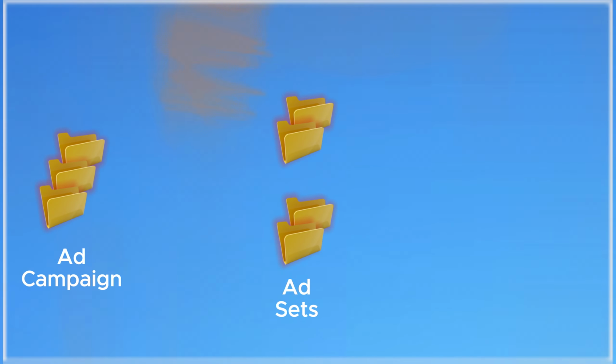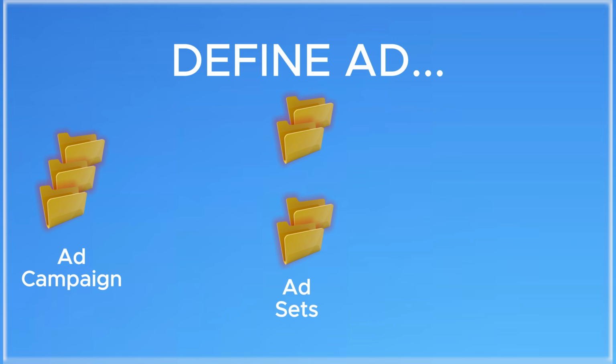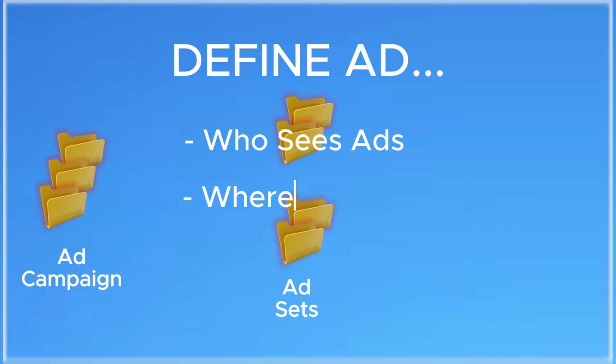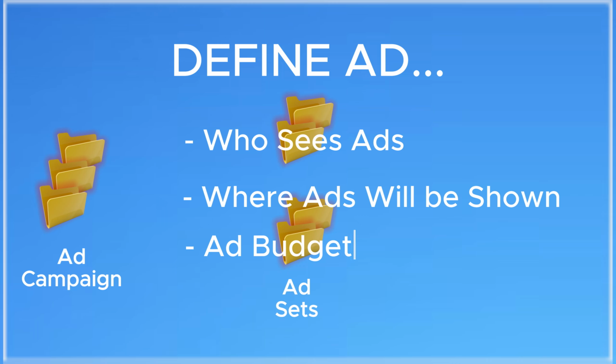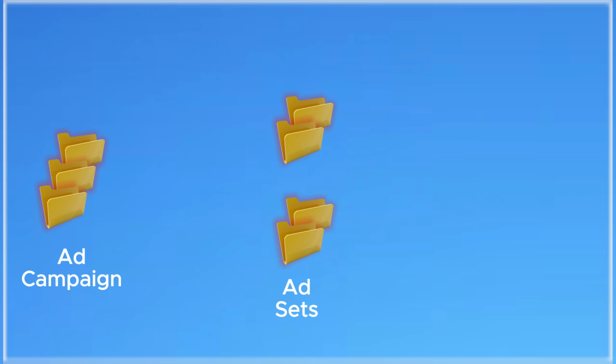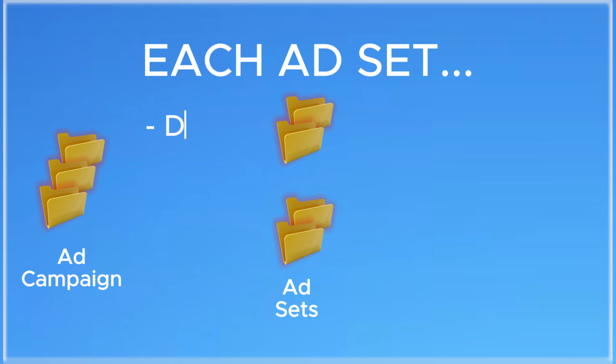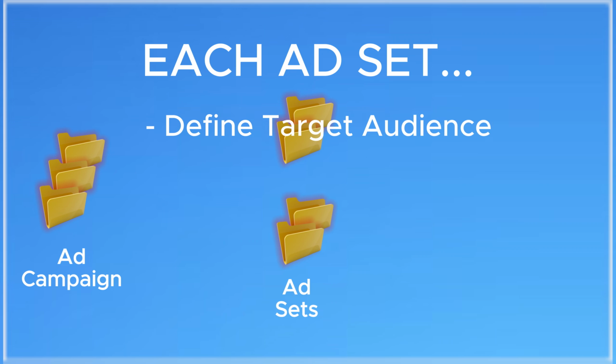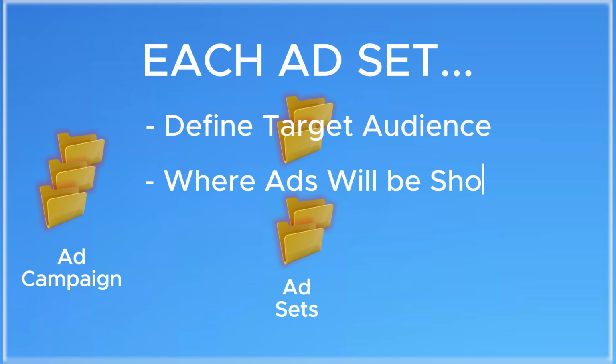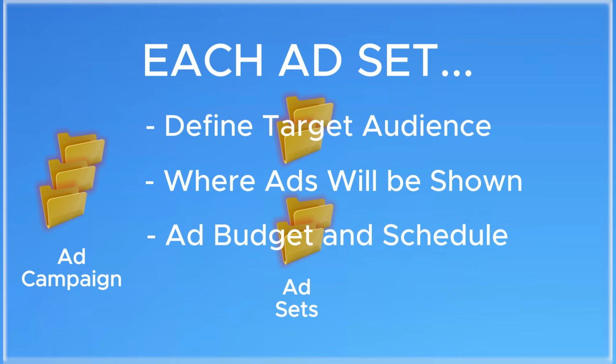Next, we have the ad set level. Think of the ad set as defining who you want to see your ads, where your ads will be shown, and how much you're willing to spend to reach them. You can have multiple ad sets within a single campaign. Within each ad set, you define your target audience, like their demographics, interests, behaviors, etc. The placements where your ads will appear, is it Facebook feed, Instagram stories, Audience Network, etc. And your budget and schedule for that specific audience and placement.